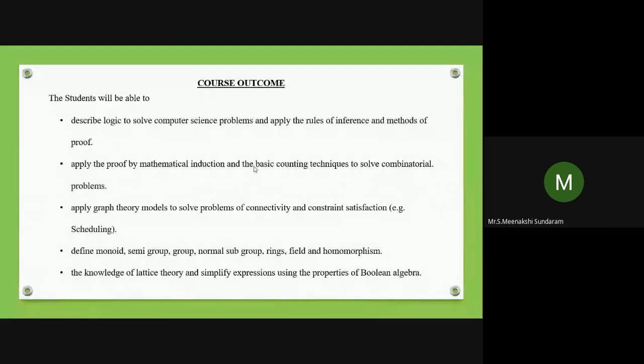And third, apply graph theory models to solve problems of connectivity and constraint satisfaction, for example project scheduling, where CPM and PERT are normally used. And the fourth unit, define monoid, semigroup, group, normal subgroup, rings, field and homomorphism. And the last one, knowledge of lattice theory and simplifying expressions using the properties of Boolean algebra. These are what we are going to see in all the 5 units. First, you should know what the outcomes are.